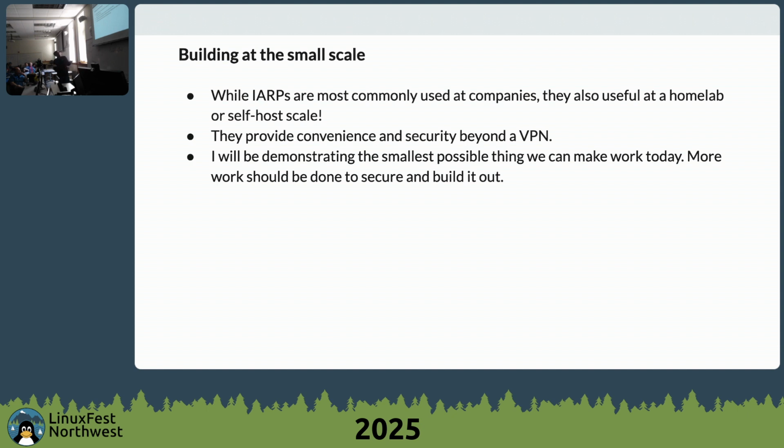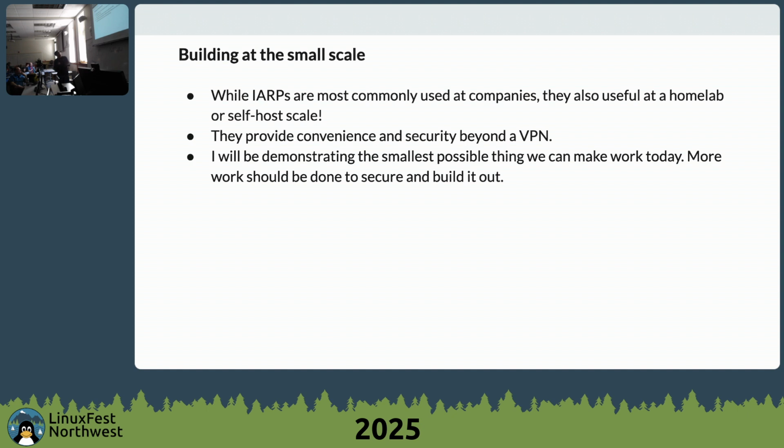This is also useful in a home lab or a self-host scale, and I think that is something I'm seeing less of. These are common at companies, but I don't see them quite as often for people's own infrastructure. If you've got something at home or on an instance that you hosted somewhere, it's tempting to just make a VPN because it works. And at one person scale, it works fine. But there are benefits to doing it this way.